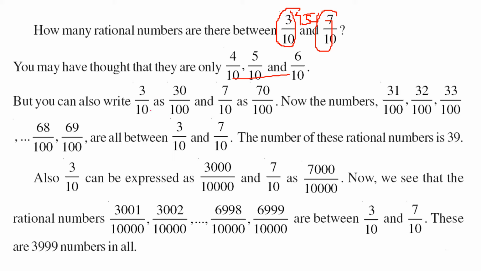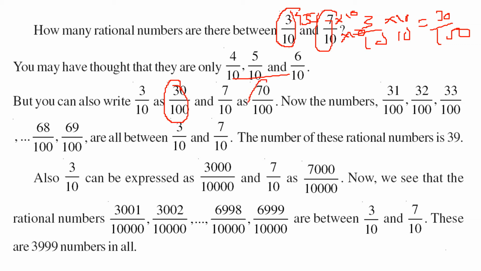But you can also write 3 by 10 as what? 3 by 10 is nothing but, if you multiply numerator and denominator by 10, 30 by 100. And 7 by 10 can be easily written as 70 by 100, so you get more numbers. Now between 30 by 100 and 70 by 100, you have 31 by 100, 32 by 100, so there are so many numbers in between. If you count, the numbers are a total of 39.